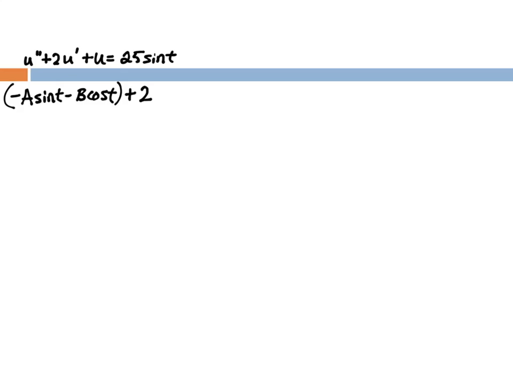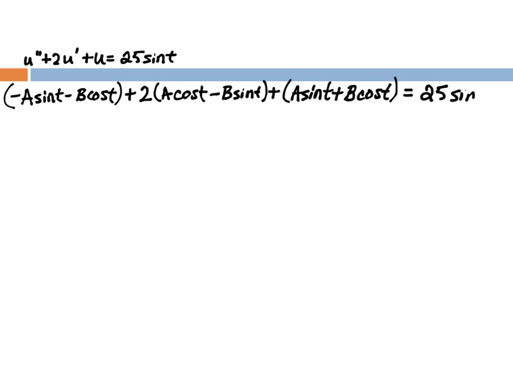plus 2 times a cosine t minus b sine t, plus the original one that we were using as our general form, which was a sine t plus b cosine t. And this is all supposed to equal, when we're done, 25 sine t. Everybody good so far? Cleaning up, collecting like terms, all that good stuff. So that's where we're headed next.